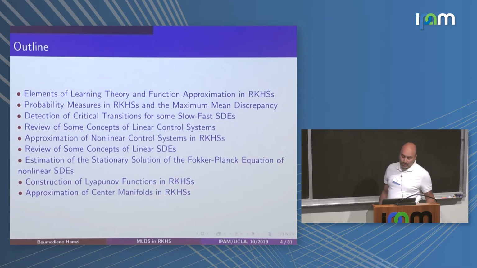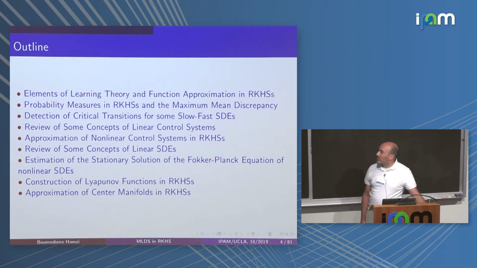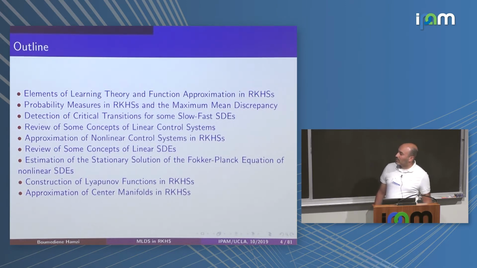So the outline is as follows. We are going to talk a little bit about learning theory in reproducing Kernel Hilbert spaces, and particularly function approximation in reproducing Kernel Hilbert spaces, and embedding of probability measures in reproducing Kernel Hilbert spaces, and how to find the difference between probability measures embedded in reproducing Kernel Hilbert spaces, which is what we call the maximum mean discrepancy. And then we'll apply these tools to the detection of critical transitions for some slow-fast SDEs. Then we'll talk about the approximation of nonlinear control systems in RKHS using tools of linear control systems theory. And then we'll talk about how to estimate the stationary solution of the Fokker-Planck equation of nonlinear SDEs using linear estimates. Then we'll talk about the construction of Lyapunov functions in reproducing Kernel Hilbert spaces, and finally, approximation of center manifolds in reproducing Kernel Hilbert spaces.